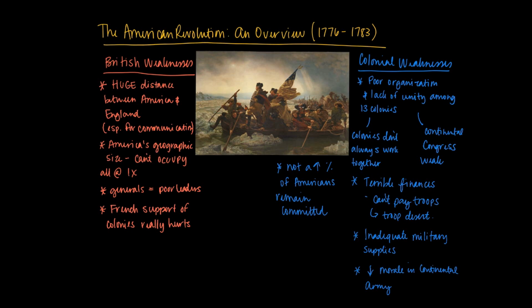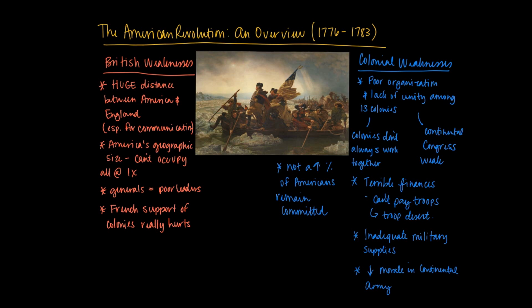Throughout much of the war, they have inadequate military supplies. It becomes so bad that in 1779 and 1780, the Continental Army is confiscating basic necessities such as food and clothing to survive because the Continental Congress and the colonies are not providing those things.